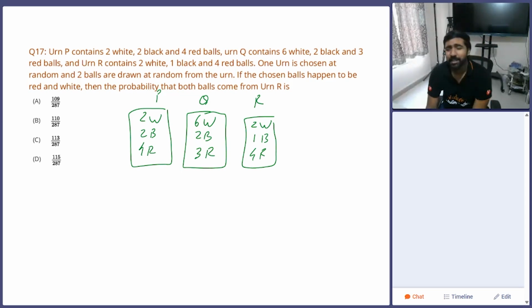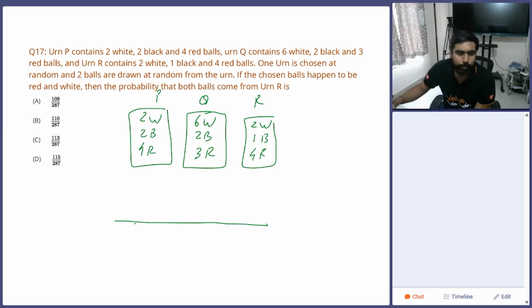See, this type of questions become a bit calculative just because of the fact that the number of balls is not the same. So first of all, let's talk about the probability of getting. So we'll be using Bayes theorem over here. So basically, in the denominator, total probability theorem, you need to find the probability. Let's call them UR, UQ, UP. The probability that the balls came from UR, given that you have got a red and white ball, right? You've got 1 red and 1 white ball.